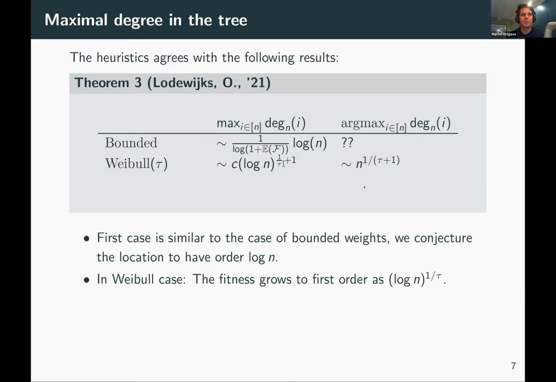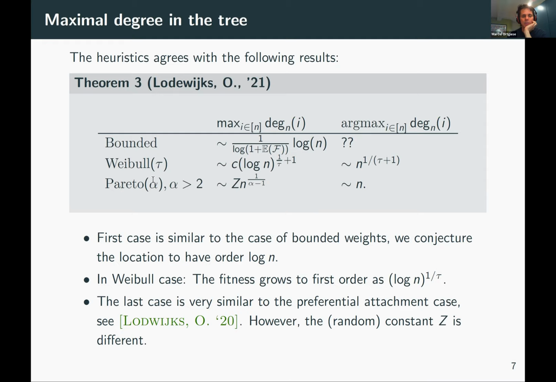In the Pareto case, you get that the largest fitness is of order n to the 1/(alpha minus 1), and the same is true for the degree. So it's just the weights that play a role here. So you have the interpolation between these three regimes somehow.